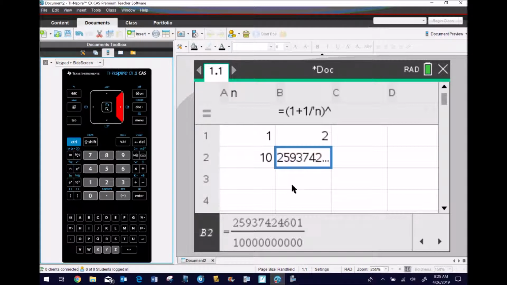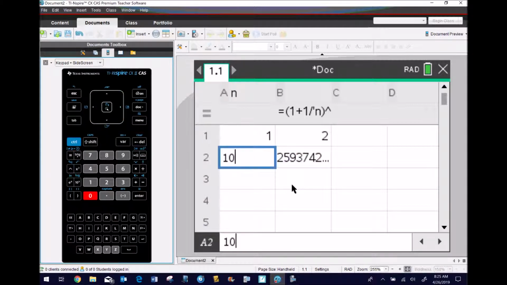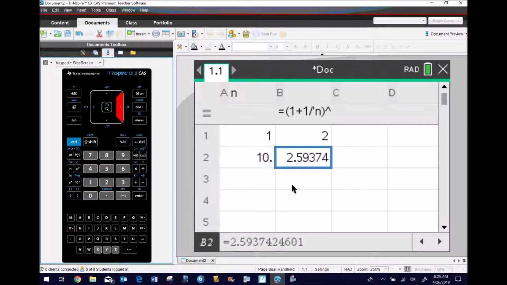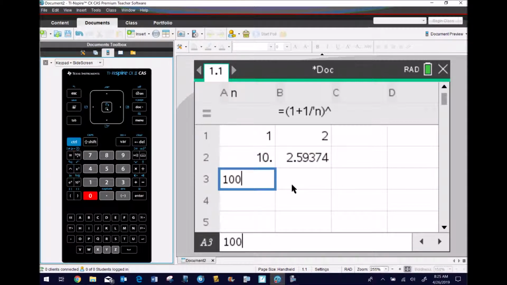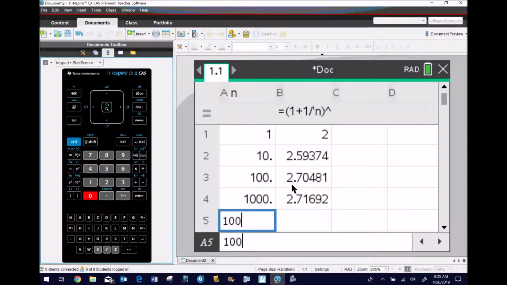So I'm going to outsmart the calculator. On the input of 10, if I place a decimal there, I will be sure to get decimal output, which is easier for us to read. It's interesting: we've moved from 2 to 2.59. Let's continue to do this by adding a 0 each time, making sure there's a decimal. We'll just keep going and see where this takes us.